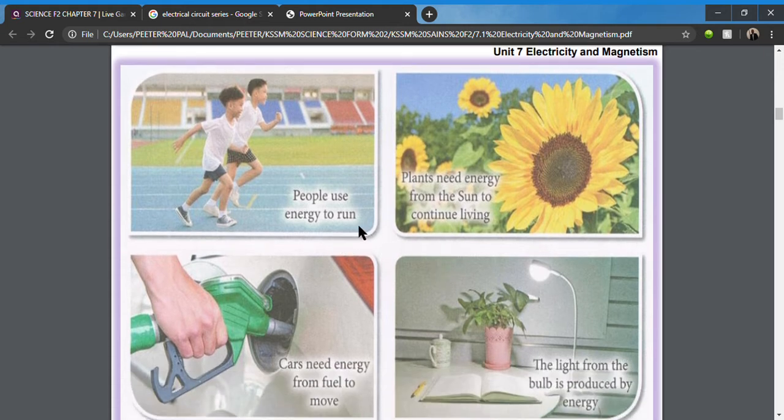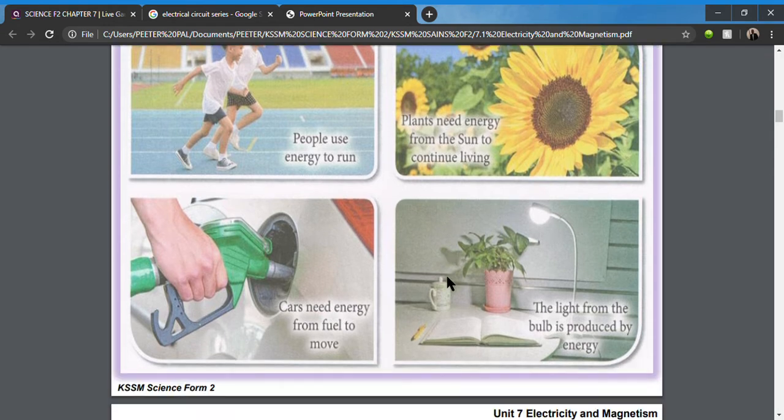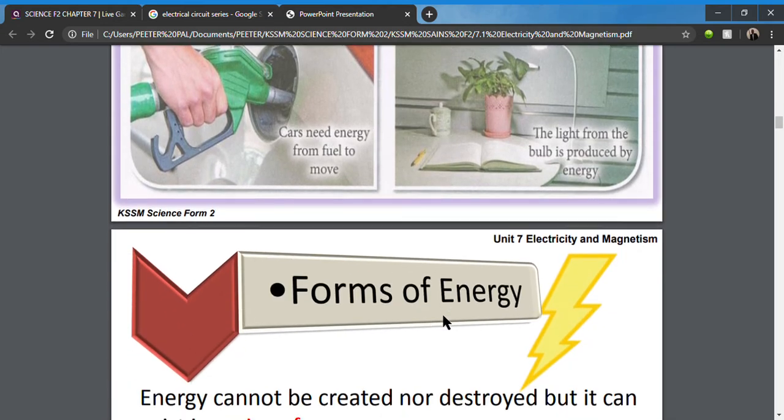Examples: people use energy to run, plants need energy from the sun to continue living, cars need energy from fuel to move. The light from the bulb is produced by energy. The electrical energy is converted to light energy. So these are the conversions of energy.